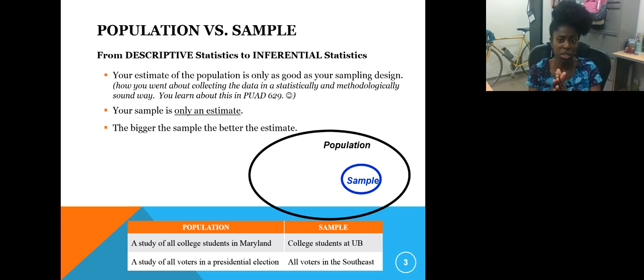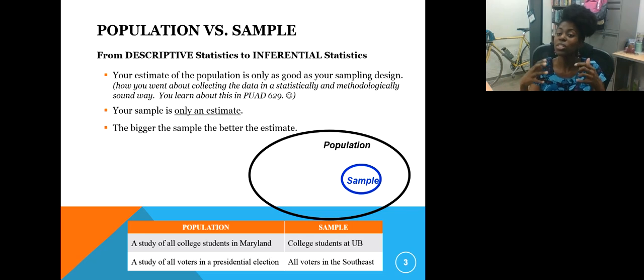And so in this picture here, we can see that a sample, again, is a small subset of a population. For example, the population might be all college students in Maryland, but then we sample only UB students. Might not be the best sample because it might not be representative of the population of all college students in Maryland. But again, that's not for this course.